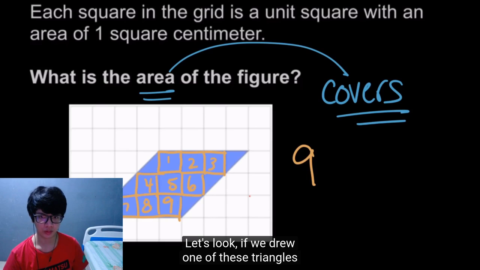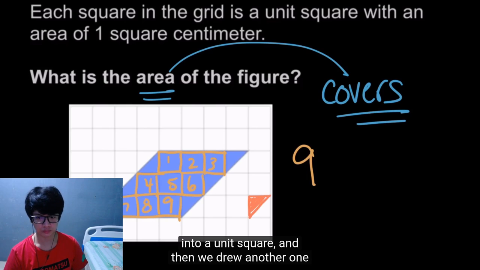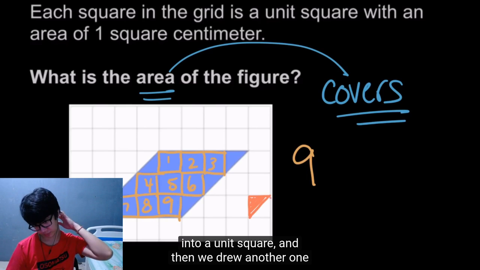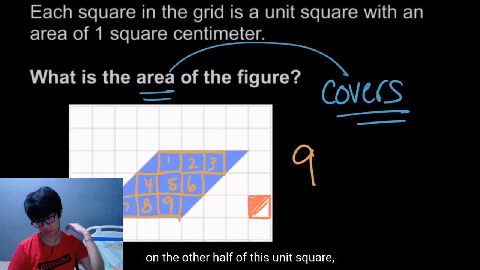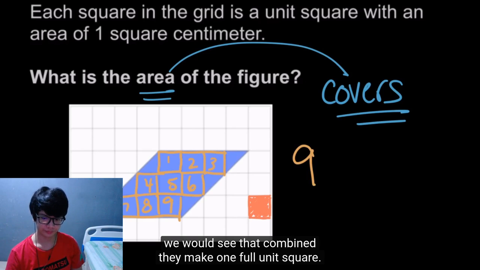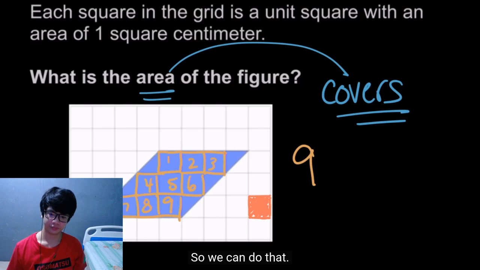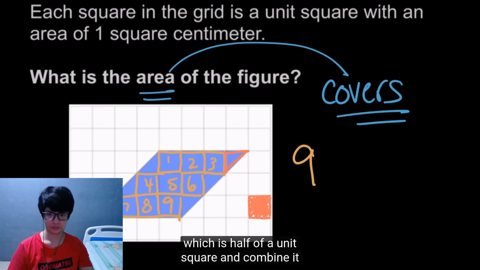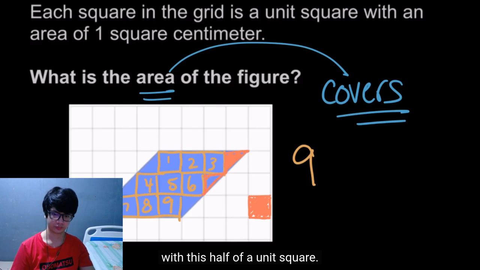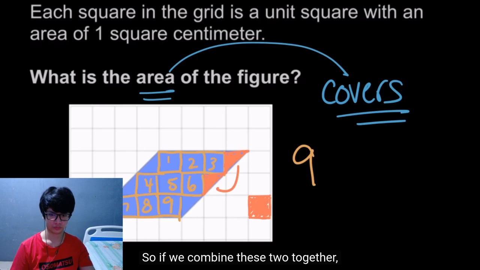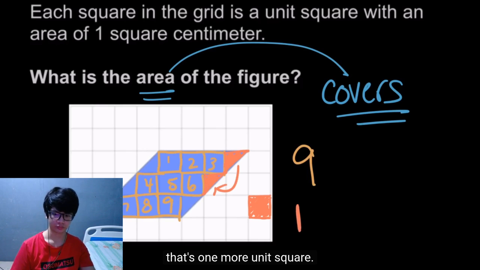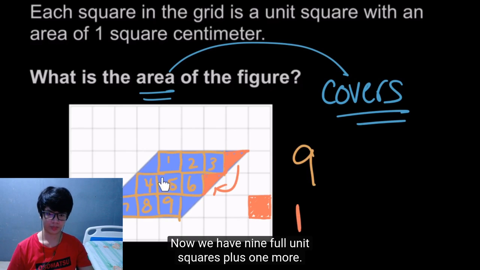Let's look over here. If we drew one of these triangles into a unit square, and then we drew another one on the other part, half of this unit square, we would see that combined they make one full unit square. So we can do that. We can take this triangle up here, which is half of a unit square, and combine it with this half of a unit square. So if we combine these two together, that's one more unit square. So now we have 9 full unit squares plus one more.